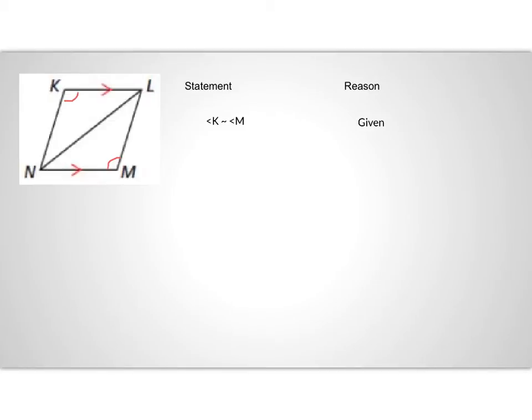So my first step here, I'm taking care of some of the easy stuff: angle K, angle M, that's given information, so we'll start out saying that those are congruent to one another. So the next thing in the triangle, angle KLN, so this angle right here, that is an alternate interior angle with angle MNL, which is the angle right in this corner, and so those two are congruent. And then the last component is saying that NL and NL are congruent by the reflexive property.